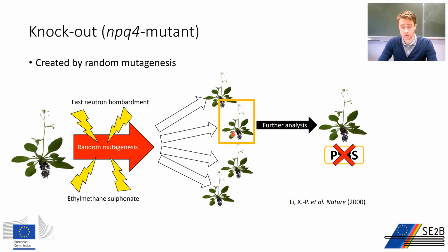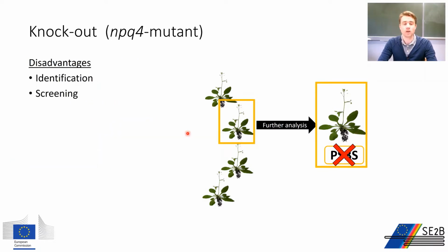So you get a lot of different plants from this, and you screen these plants until you find one that is interesting for your research. And in this case they found one which they identified as a PSBS mutant knockout. The disadvantages of this are the screening. You need a lot of plants before you find this one that is absent in this case non-photochemical quenching.